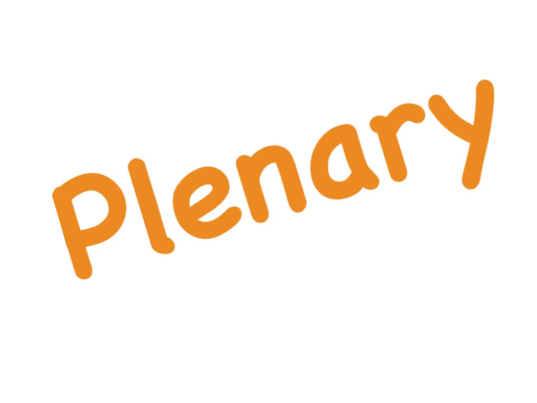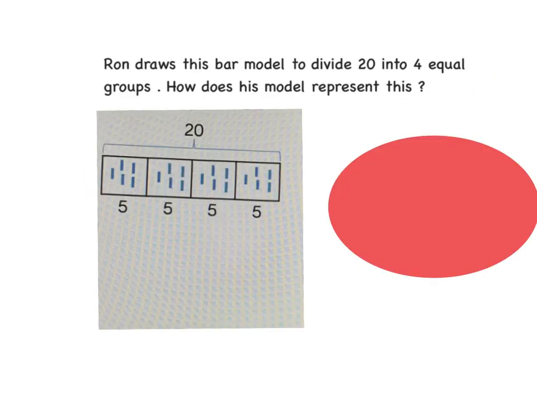Plenary time. Ron draws this bar model to divide 20 into 4 equal groups. How does his model represent this? Have a little look and a little think and pause the video while you think about your answer.